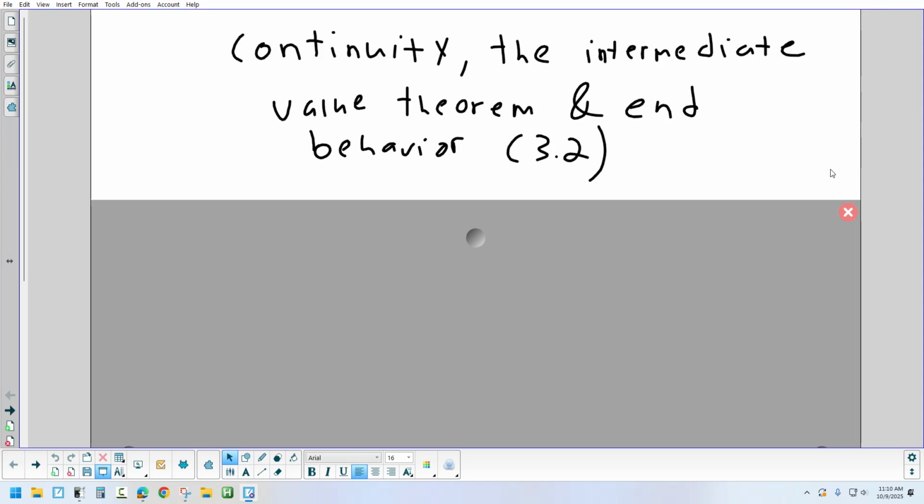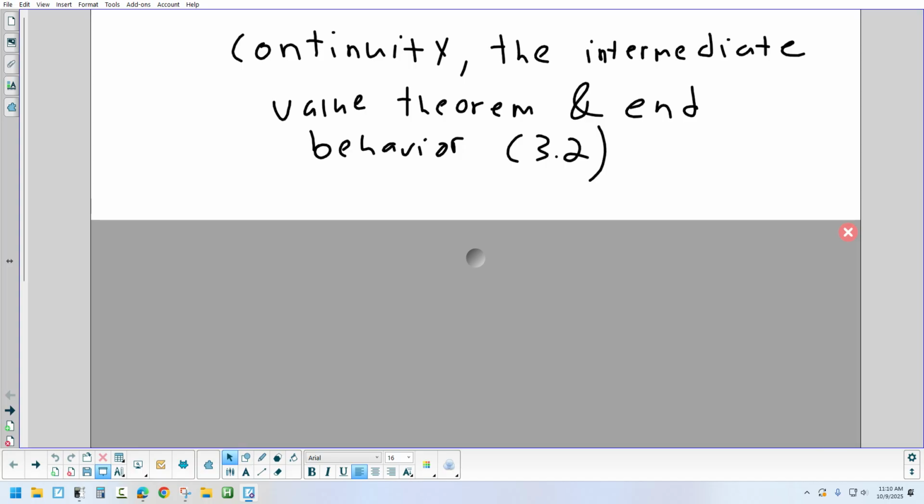All right, so the last section we're going to take a look at is 3.2. Okay? And again, it has three different things in it: continuity, intermediate value, and end behavior. Okay, so we're going to start with continuity.